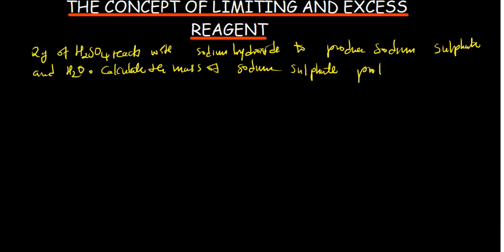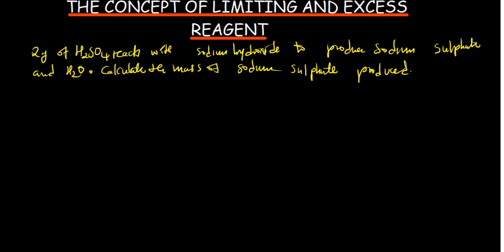Okay, this is the question that we have. 2 grams of sulfuric acid reacts with sodium hydroxide to produce sodium sulfate and water. Calculate the mass of sodium sulfate produced. So the very first thing that you need to do is to write a balanced chemical reaction before you answer any question that involves reactions. Write a balanced chemical reaction.